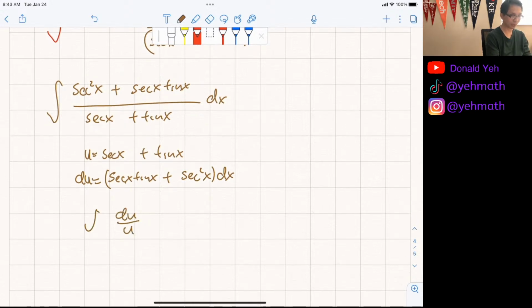And then du over u. Voila. Or you can cancel the secant squared, secant tangent of u, if you solve for dx. I just didn't want to write all that out. Then you got du over u, right? Natural log of secant of x plus tangent of x, and then plus c.